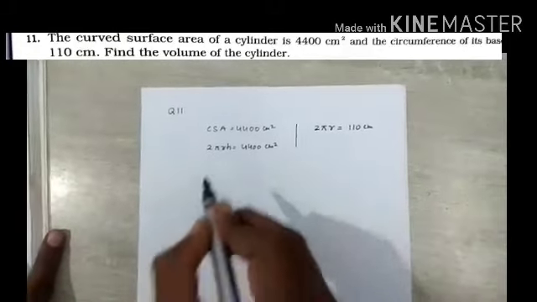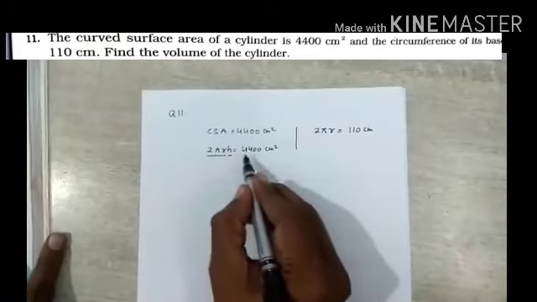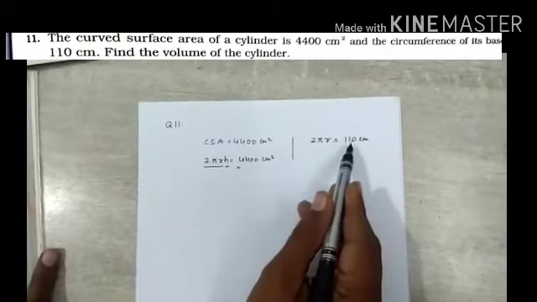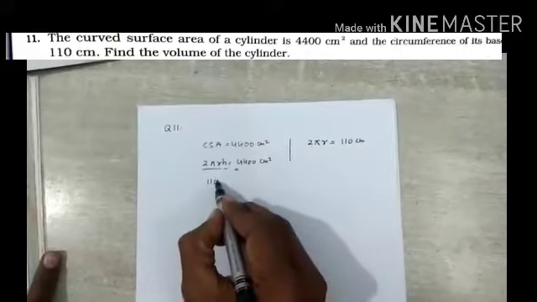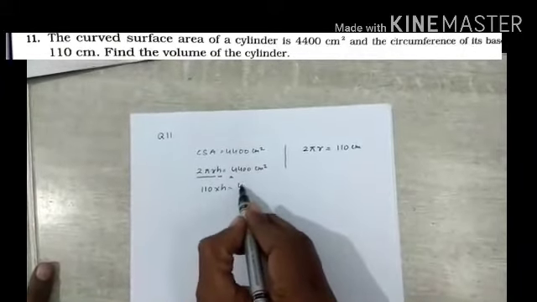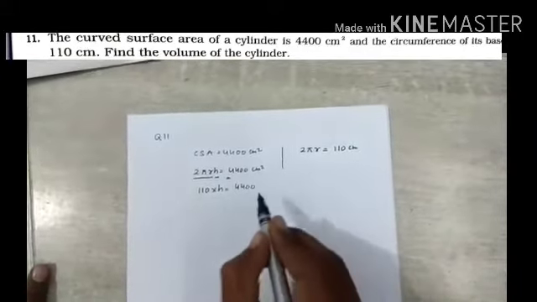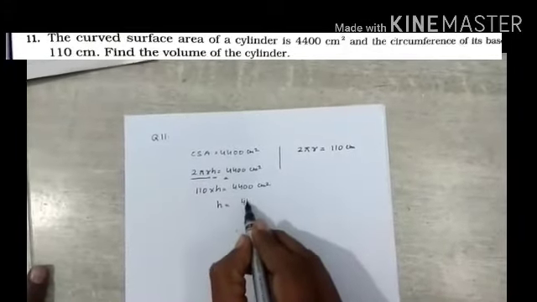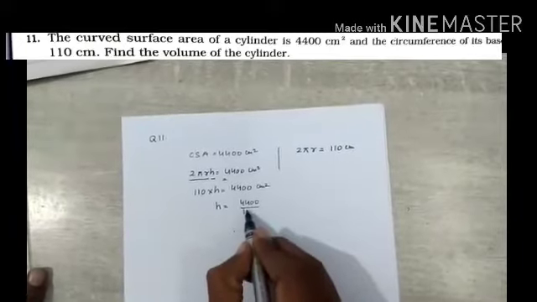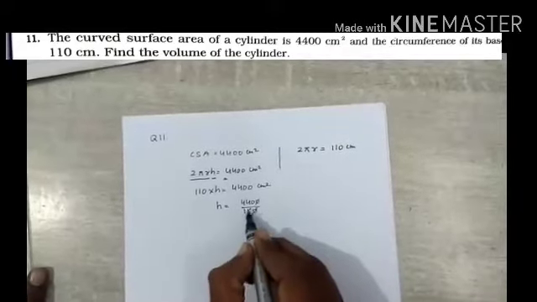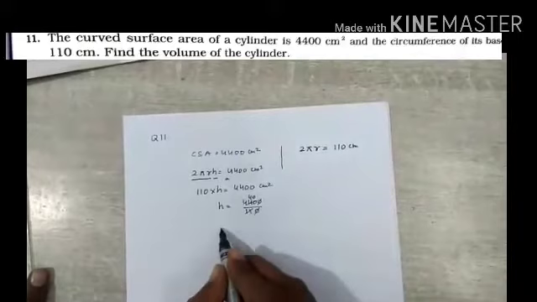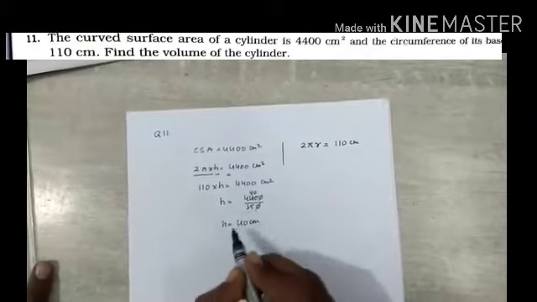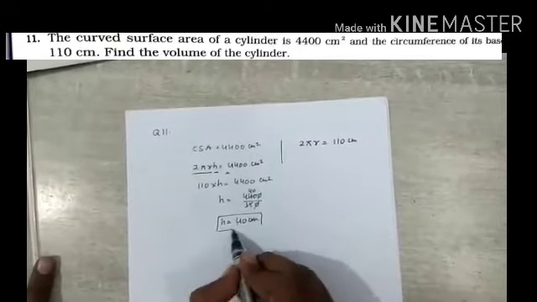First we will find the height. 2 pi r and h equal 4400. In value of 2 pi r we will put from here 110 into h equal 4400 square centimeter. For finding the height, we will divide 4400 by 110. 0 to 0 cancel. 11 4 is 44. Height is equal to 40 centimeter. Thus we have found the height.